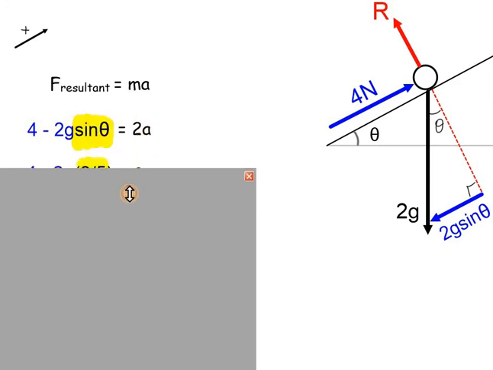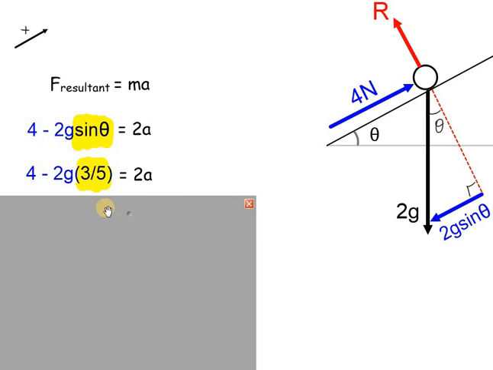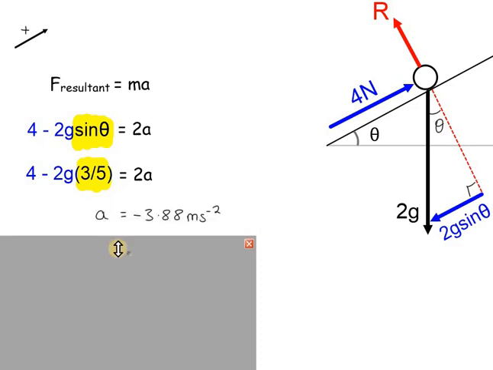Sine theta we know already is 3/5, and then we solve to get the acceleration as minus 3.88 meters per second squared. It's negative, which means the direction of the acceleration is in the opposite direction to this. So it will be down the slope instead of up the slope.